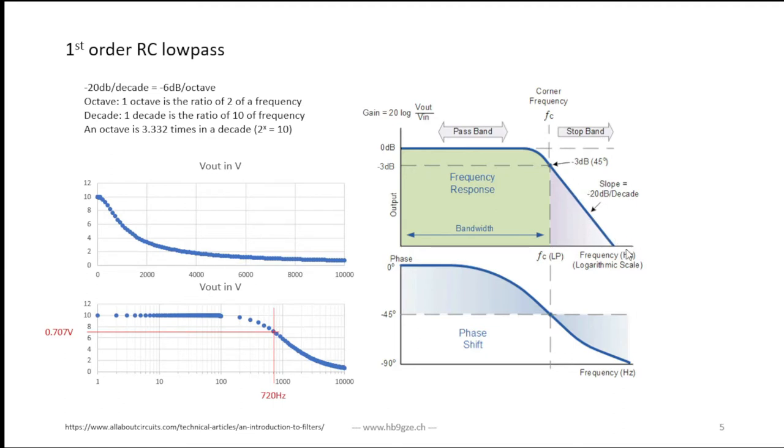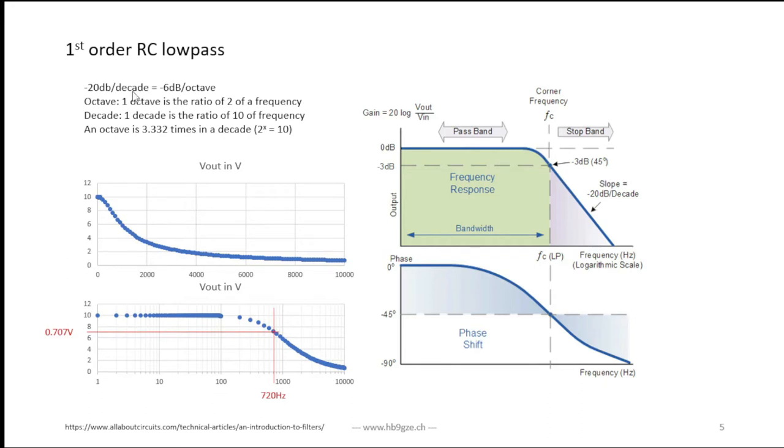That's the stop band behavior, and that's a first order RC. If you have a second order filter, you have 40 dB per decade. If you have a third order filter, you have 60 dB per decade in case of low pass filters and high pass filters. The steeper your specification gets, the higher order filter you have to take.